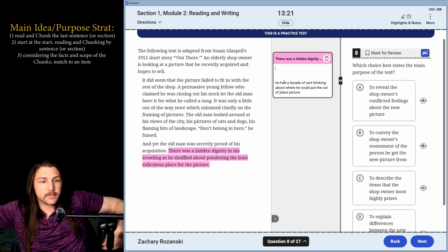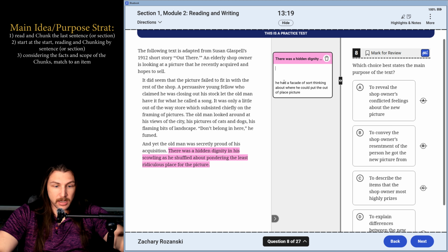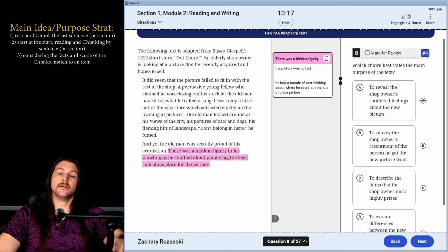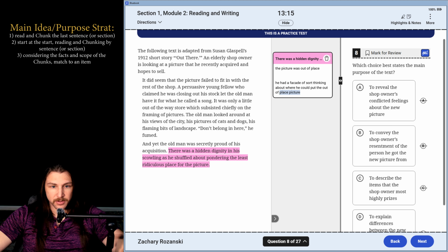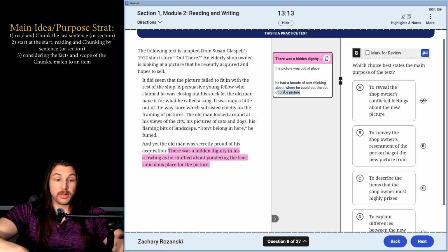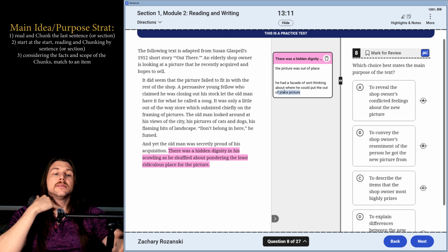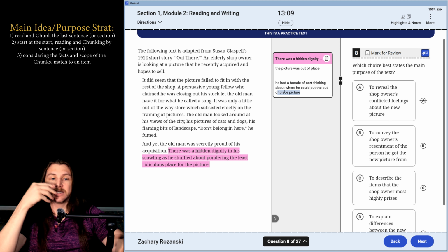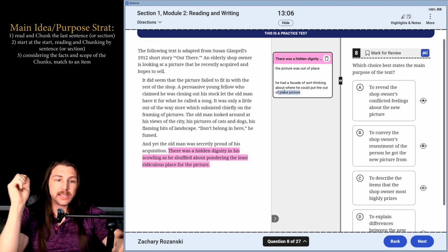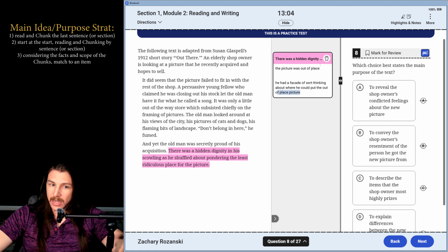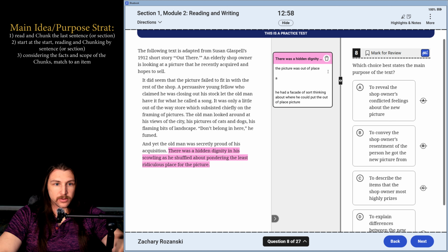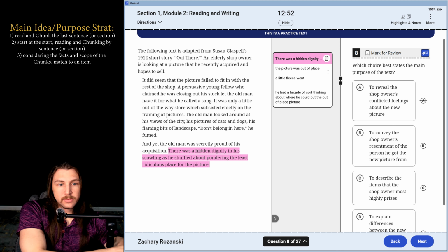It did seem that the picture failed to fit in with the rest of the shop. Yeah, so the picture was out of place. So the two possible things: the picture could have been out of place, or the place was kind of ridiculous. Both of these are ideas. A persuasive young fellow who claimed he was closing out his stock let the old man have it for what he called a song. There was a dealsmanship to it. The guy was like a good barter.